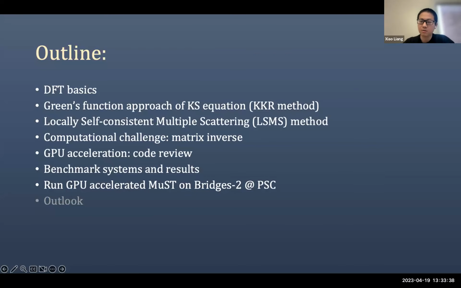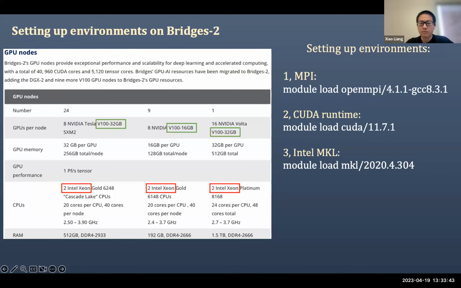Next, I will demonstrate running the GPU version of MuST on Bridges-2. There are 3 kinds of GPU nodes on Bridges-2: the 8 V100 with 16 gigabytes and 32 gigabytes memory, and the 16 V100 32 gigabytes memory. When compiling the MuST code on GPU nodes, we need to find the suitable math library for the CPU. On Bridges-2, all GPU nodes use the Intel CPU. Therefore, we can use the Intel MKL.